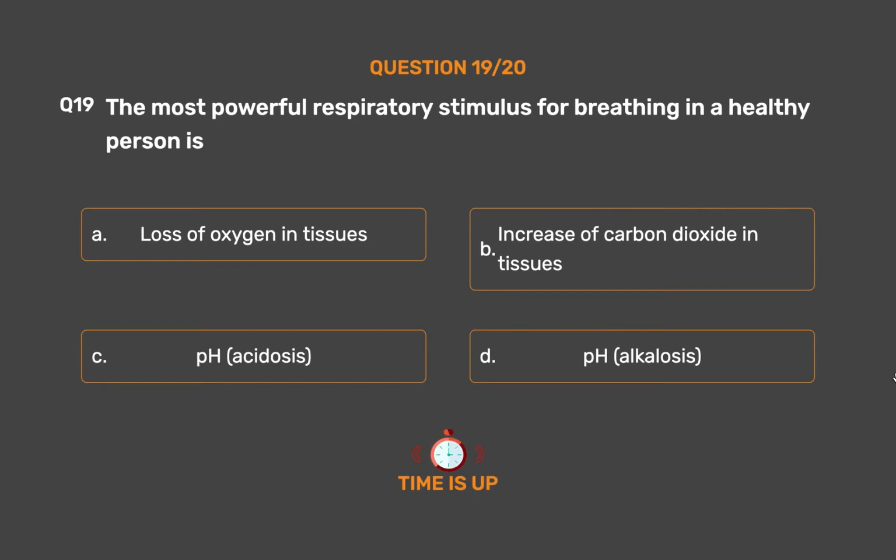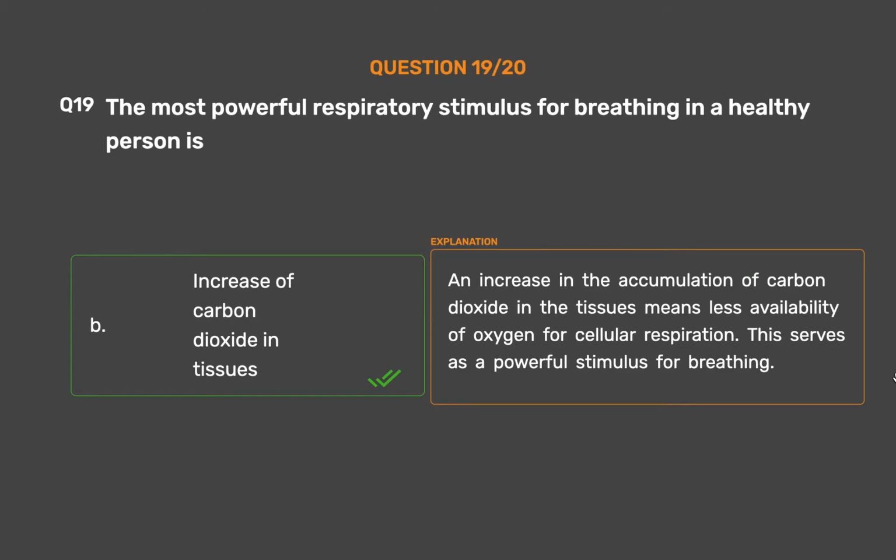The correct answer is Option B. Increase of carbon dioxide in tissues. An increase in the accumulation of carbon dioxide in the tissues means less availability of oxygen for cellular respiration. This serves as a powerful stimulus for breathing.